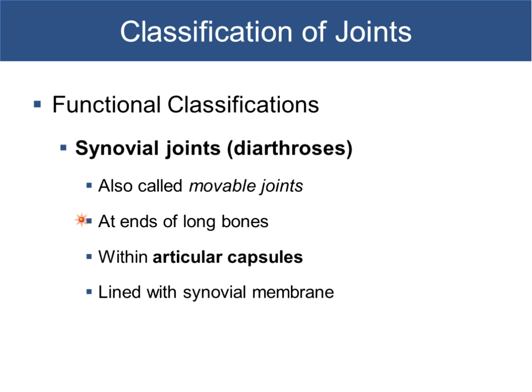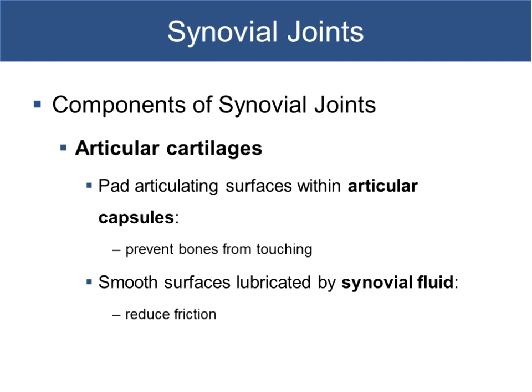Anywho, synovial joints are the last joint. These are highly movable joints. It's diarthrosis. We find them at the ends of our long bones, so shoulders, knees, elbows, wrists, all of those are considered synovial joints. Synovial joints have actual articular capsules, and they're lined with the synovial membrane.